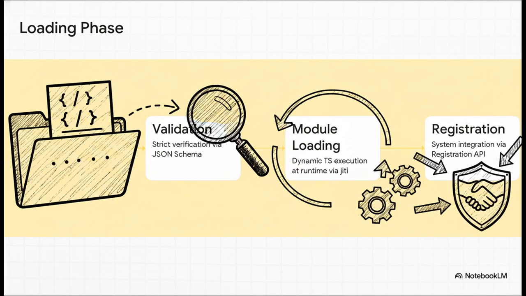Now, once it locates those files, OpenClaw kicks off the loading phase. First up, it grabs the plugin's manifest file, just a simple JSON file declaring its identity and the permissions it needs. Next, it strictly validates that manifest against the JSON schema. Why? So bad configs fail immediately. No wasted time. Then we hit step 3, and this is a real game changer. It uses a tool called Jiti to dynamically load your TypeScript modules right at runtime. No messy build steps, no compiling, just boom, loaded. And finally, the plugin shakes hands with the system through the registration API.